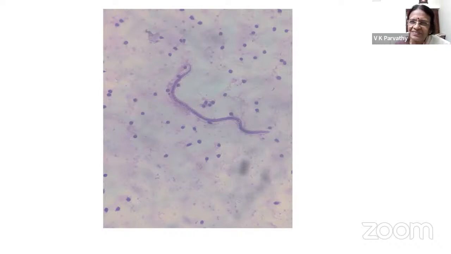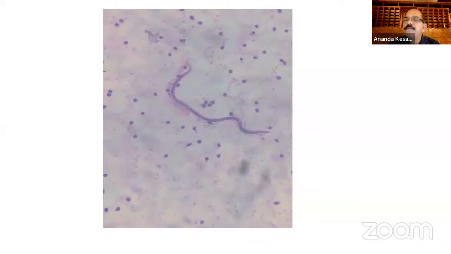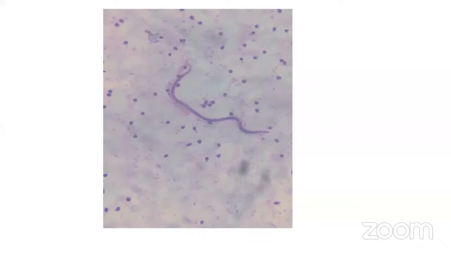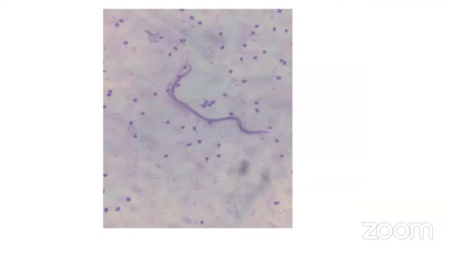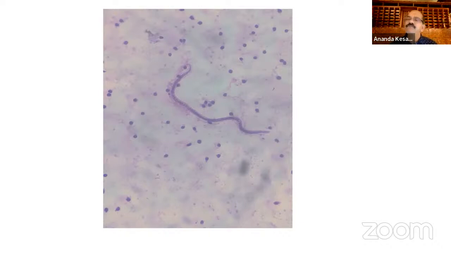Janaki, any comments? Explanation for the lack of eosinophilia which you noted? It may be localized disease. That may be one reason. But there is fever, it's not localized. On peripheral smear you got the microfilaria, so it's not localized. You can't say that it is localized. Okay, very unusual.